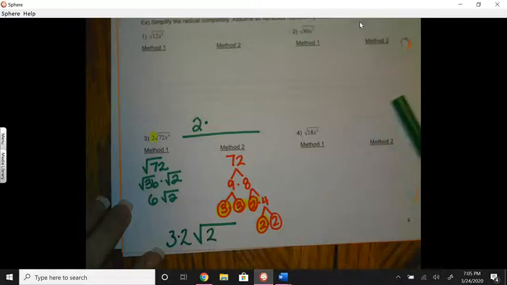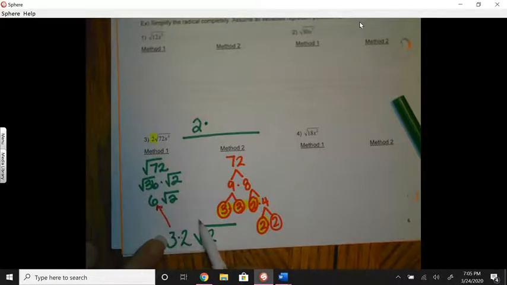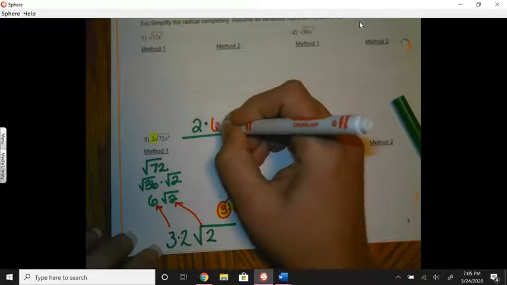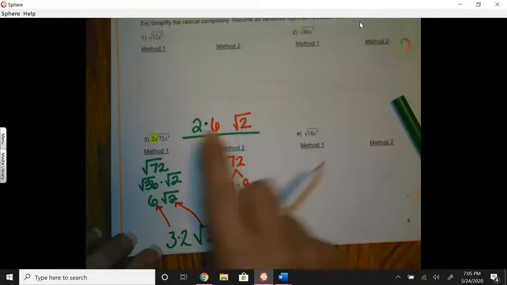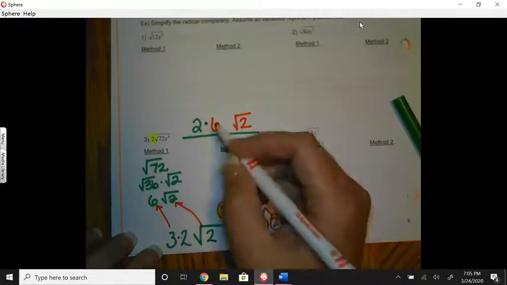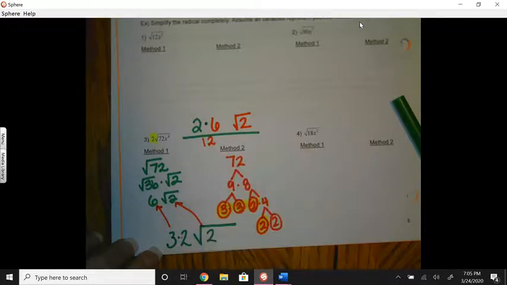So again, we would get the same thing. We'd have 3 times 2 is 6, and then the square root of 2. So same thing, we'd get 6 radical 2. But remember that 2 was already there, so we're going to have 12 instead.